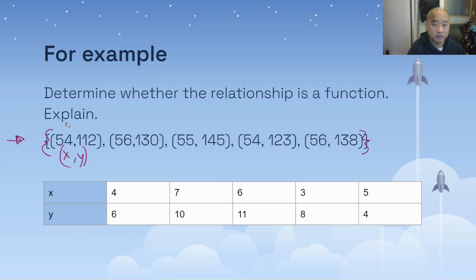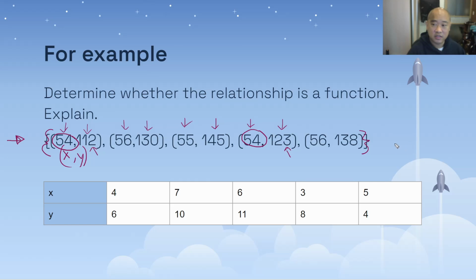So if we put in 54, we get out 112. If we put in 56, we get 130. If we put in 55, we get 145. If we put in 54, we get 123. Now hold on a second. 54 has now outputted two different values, 112 and 123.